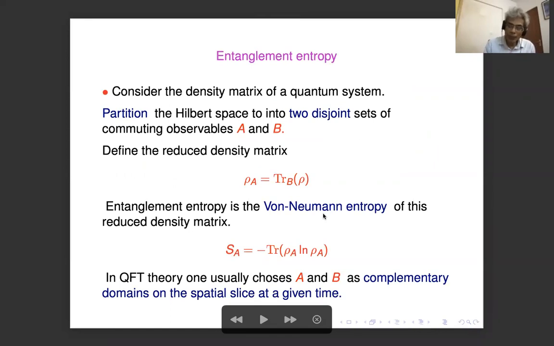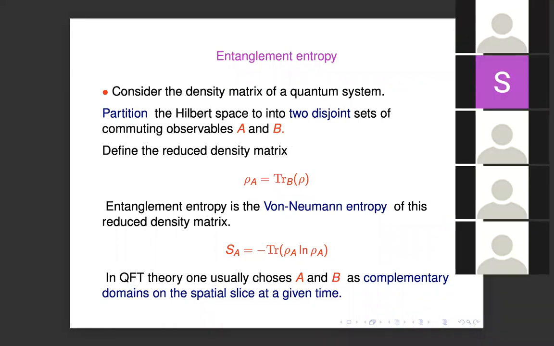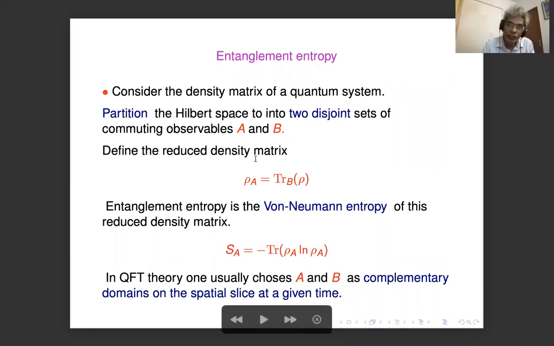Entanglement entropy, many people know it, but let me go through the definition again. We consider a density matrix of a quantum system and partition it into two Hilbert spaces, disjoint sets of commuting observables A and B. Say we have a spin chain on a line, with spins at a particular region and the rest. Define a reduced density matrix by tracing over what you're not interested in, say the system B. Then entanglement entropy is just the von Neumann entropy of this reduced density matrix.